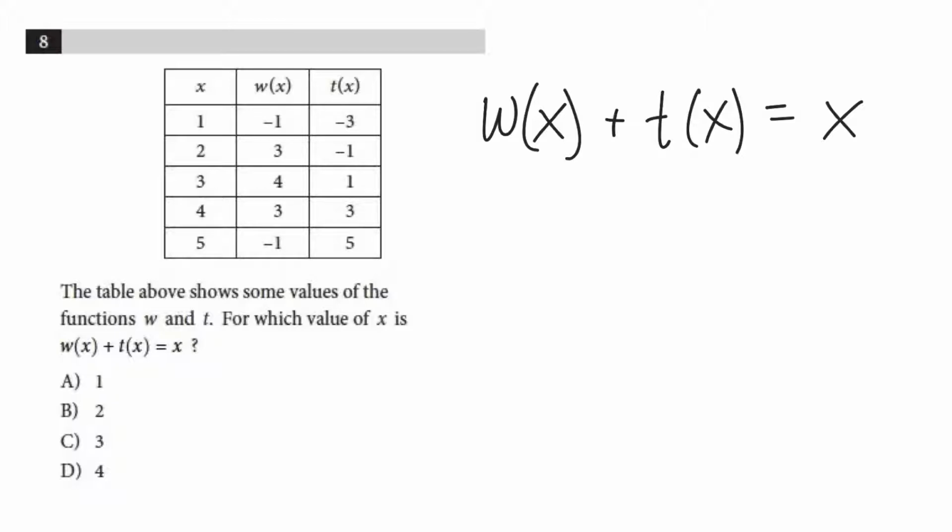If I add -1 and -3, I'll get -4. Well, that does not work. If I add 3 and -1, well, that equals 2. So the output of 2 is going to be the input of 2, x equals 2, is our solution.